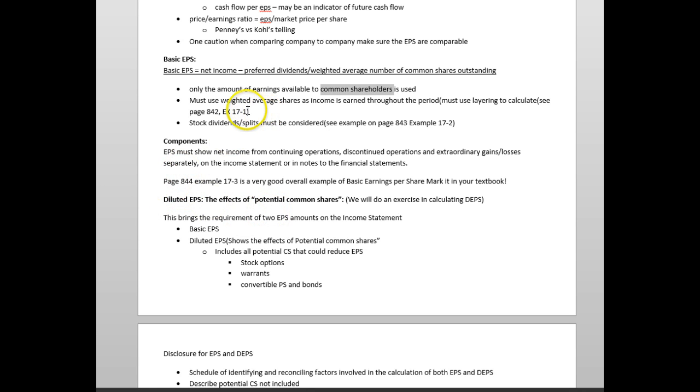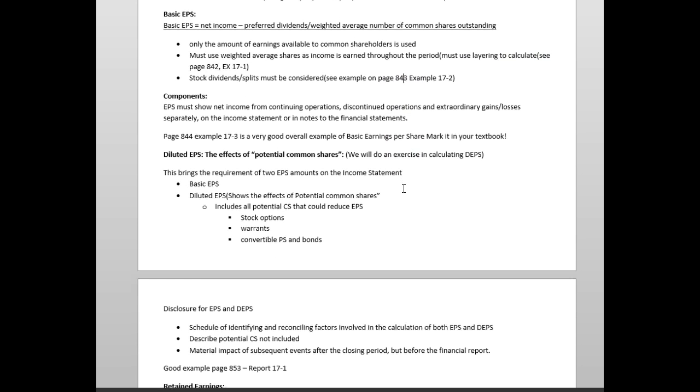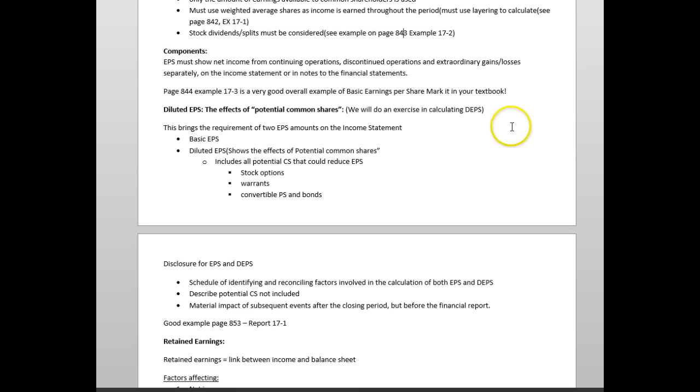And there's a really good example of that on page 482, example 17.1. If you want to take a look at that, you're going to look at stock dividends and splits, and they've got to be considered in this calculation. A good example of that is 17.2 on page 843. So what are the components of the EPS?